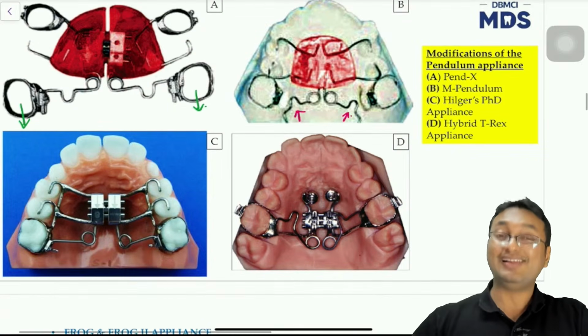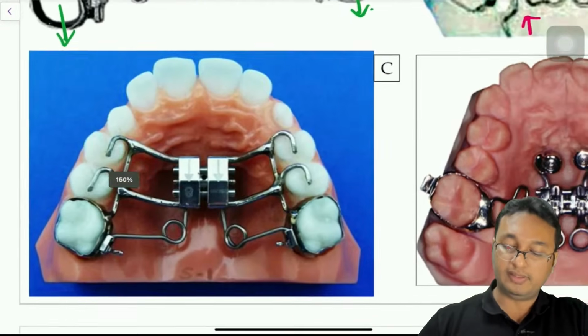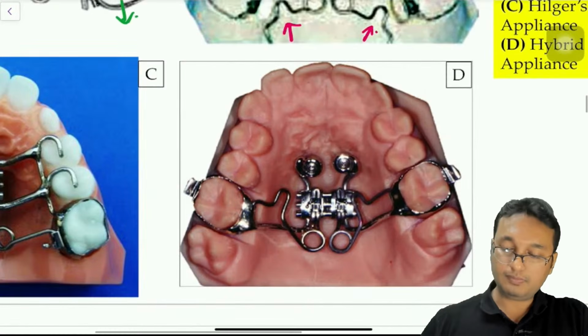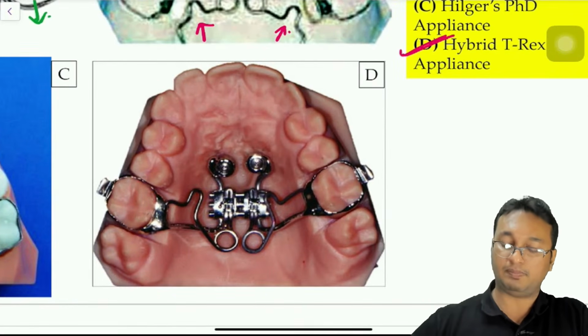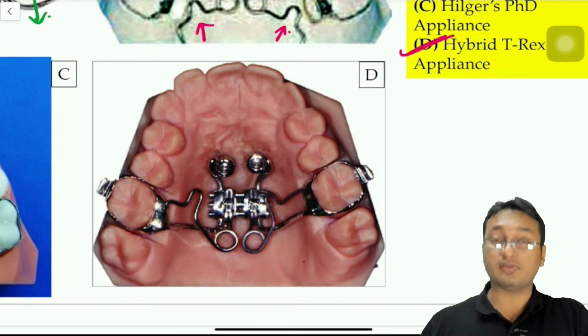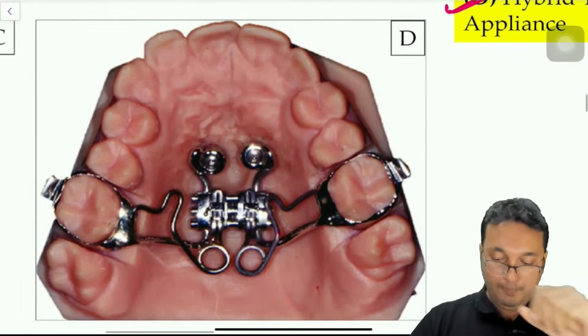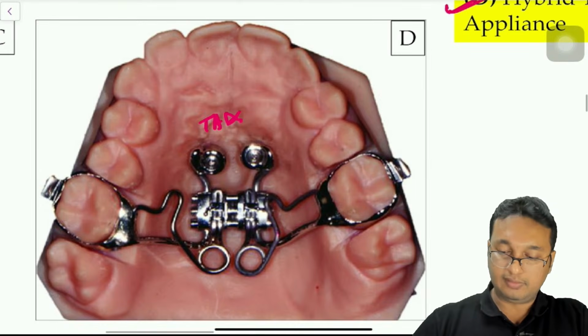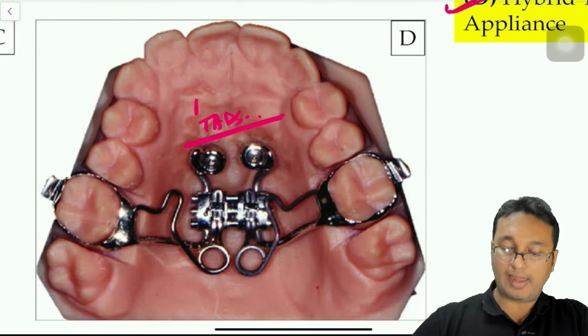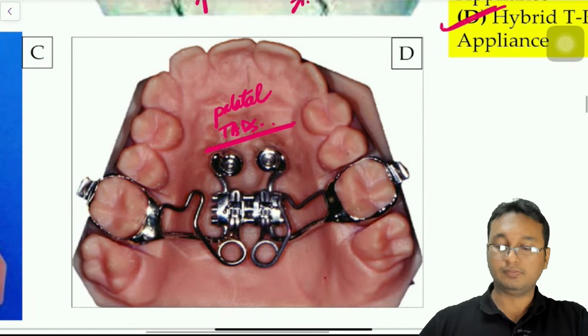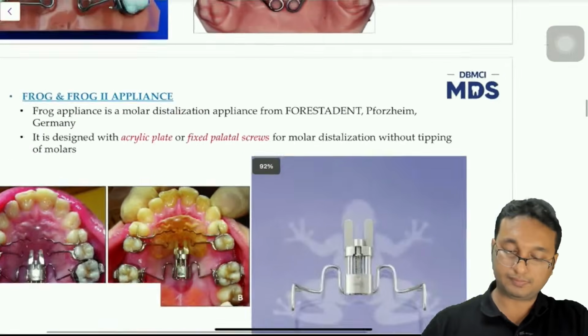Then third is Hilger's PhD appliance. You can see there is no acrylic component, and we have the hybrid T-Rex appliance, as this question was asked in the image-based question. So this consists of TADs. It consists of palatal TADs. Okay, that is hybrid T-Rex appliance.